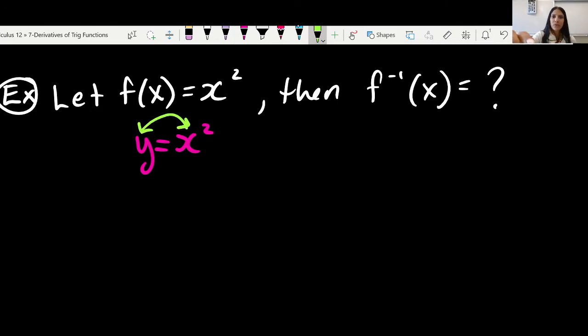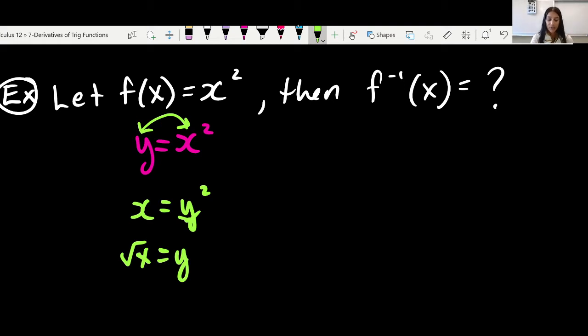Then the next step is we would swap our x and our y. So we would actually have x equals y squared. And then the next step is we would want to isolate our y value. So root x is what we would end up getting for our y value. So I could say that my inverse of f of x is equal to root x. So that's what we're getting here.